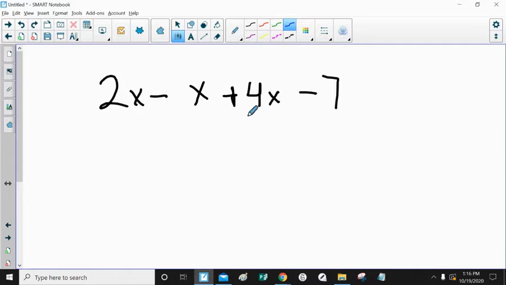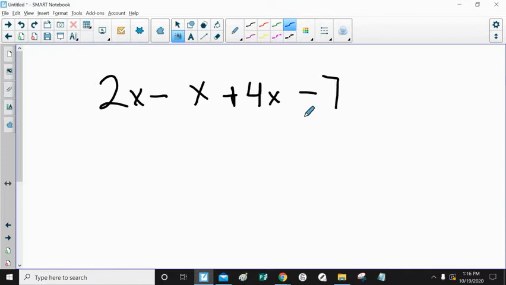2 and 4, negative 1. It's not written, but it's there. Those are all your coefficients. And then the number 7 or negative 7, that is your constant. Okay, those are the different parts of your expression: term, coefficient, constant, variable.